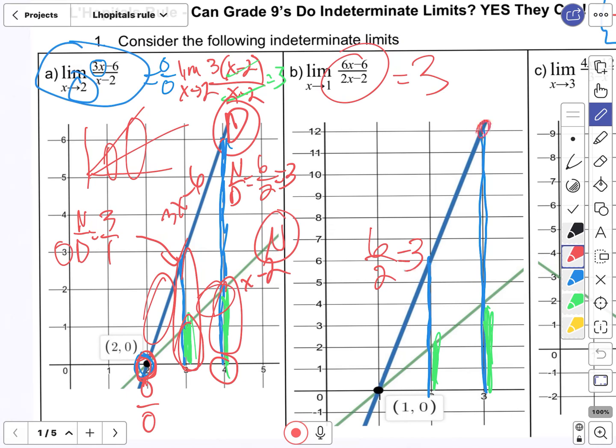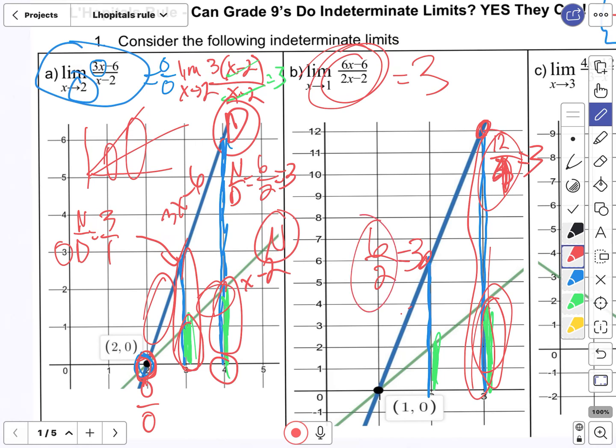And then for this one, when I compare it at this point, this distance all the way is 12, and this distance from here up to the green line is, oh, whoops, what have we got here? 6x minus 6. That's 3. Oh, 4. Sorry, folks. And that's also 3. Okay, so that means that the ratio of those two functions is also 3. 12 over 4, 6 over 2.